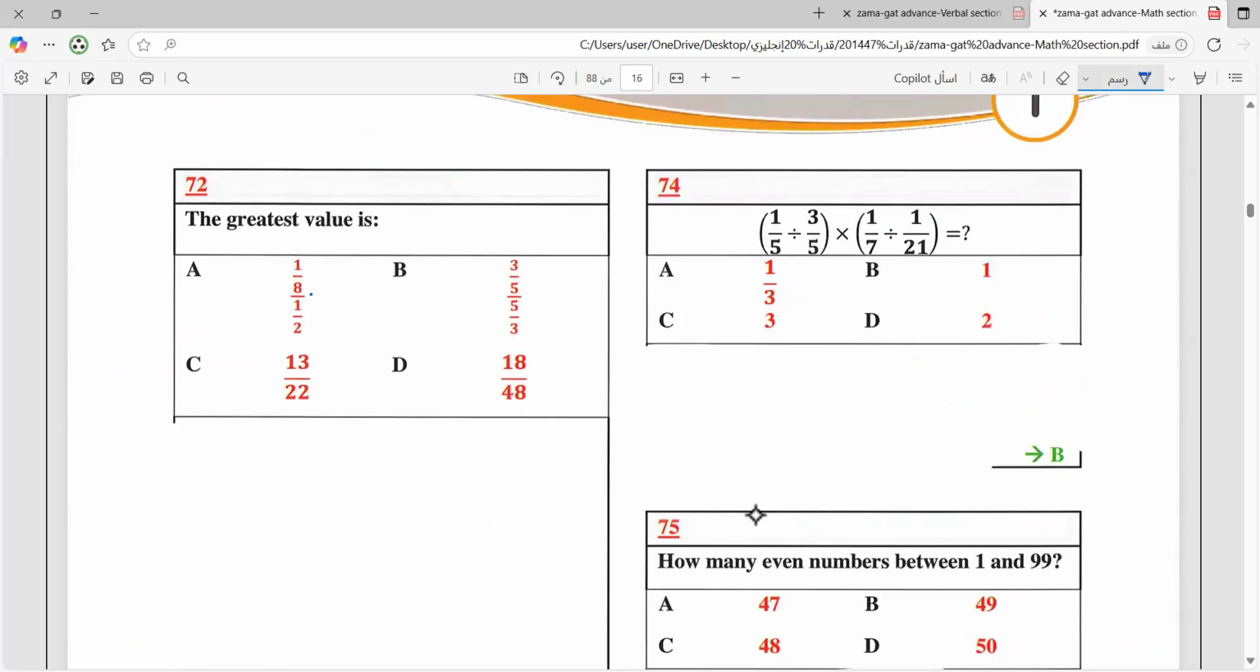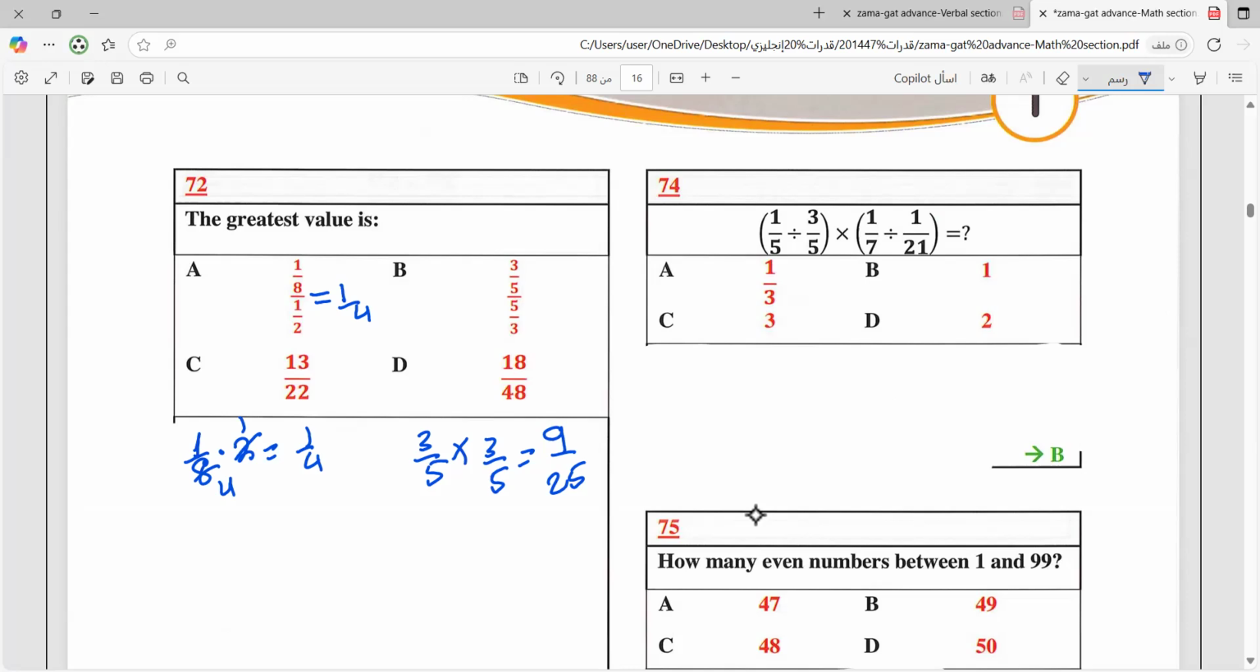The greatest value here will be 1 over 8 times, flip the fraction, when you simplify, it will be a fourth. So here is a fourth. Now the second one, it will be 3 over 5 times, flip the fraction, 3 over 5 will be 9 over 25. And this is 13 over 22. And 18 over 48.